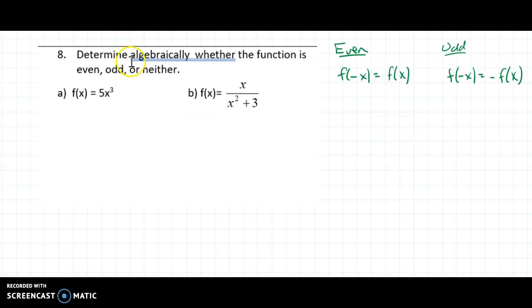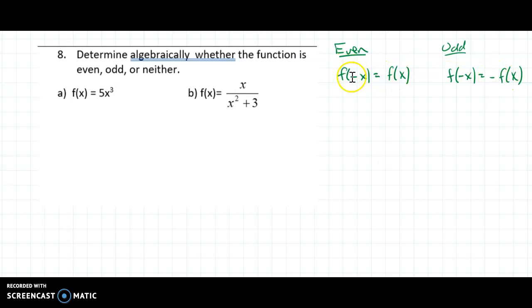So here we are asked to determine algebraically whether a function is even, odd, or neither. So you do have to do it algebraically, so you have to show me using negative x's and stuff like that, as you should know from class. But to show if something is even, we need to show that f of negative x is the same as f of x. And if something is odd, then f of negative x is the same as negative f of x.